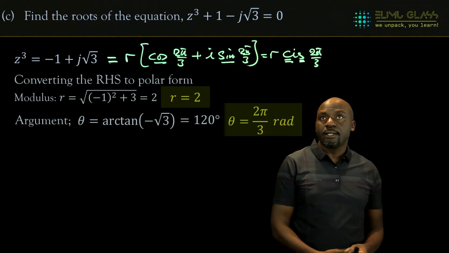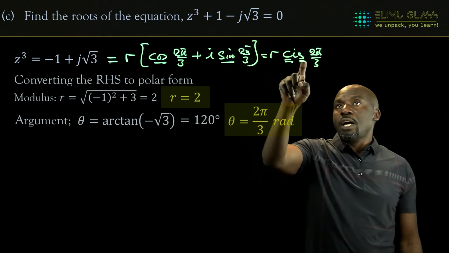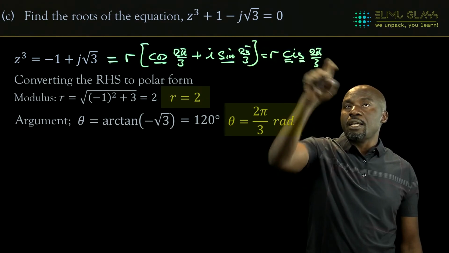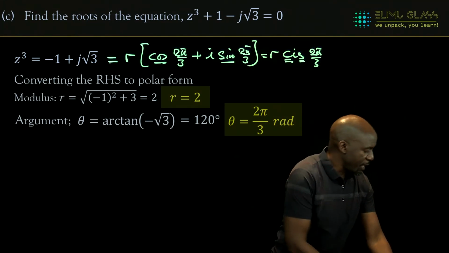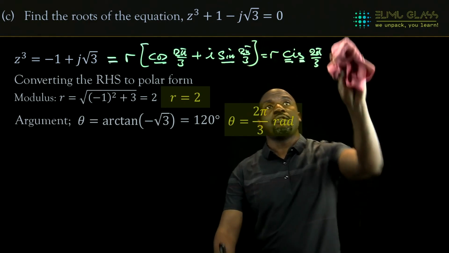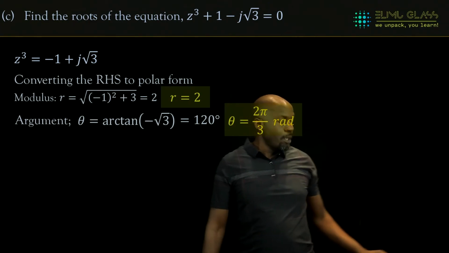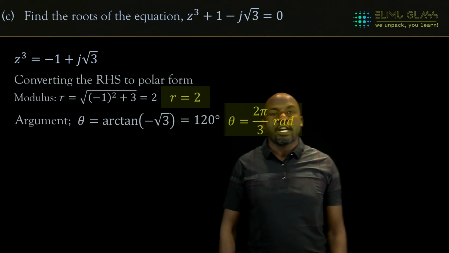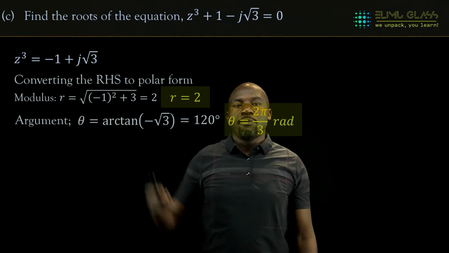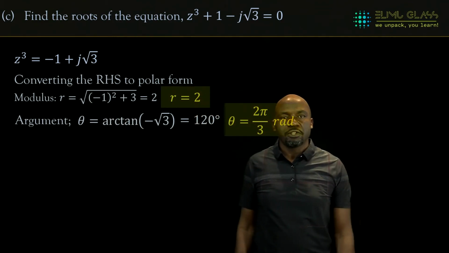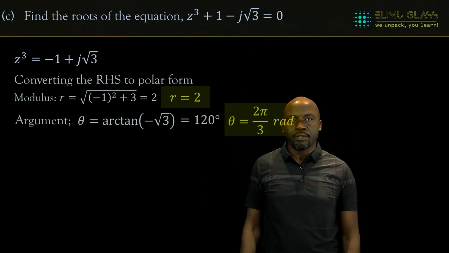So r cis, and our r is 2, and our argument, which is theta, is 2 pi over 3. So that is what we have for the polar form. Why do we need to write this in polar form? It is because once we write it in polar form, we can make use of de Moivre's theorem, which makes life much easier. So let's see.